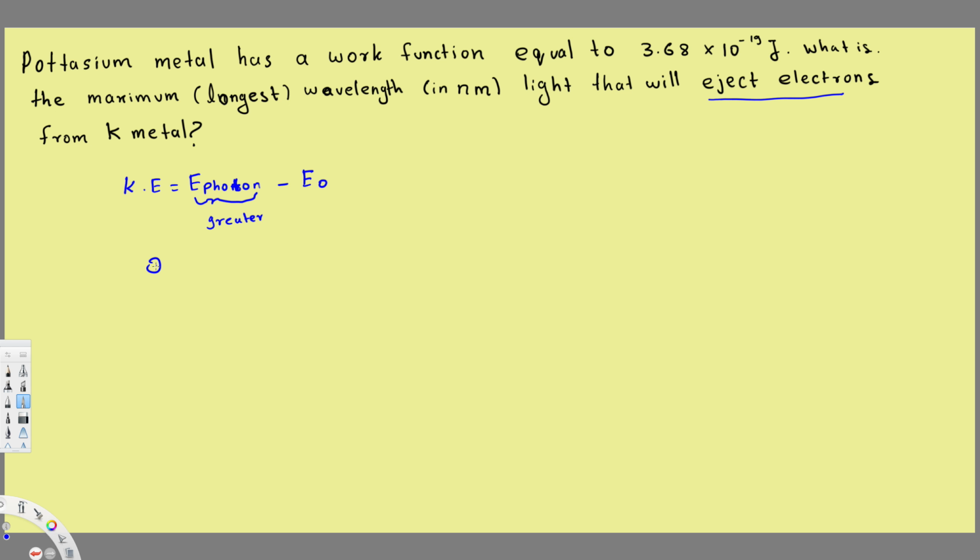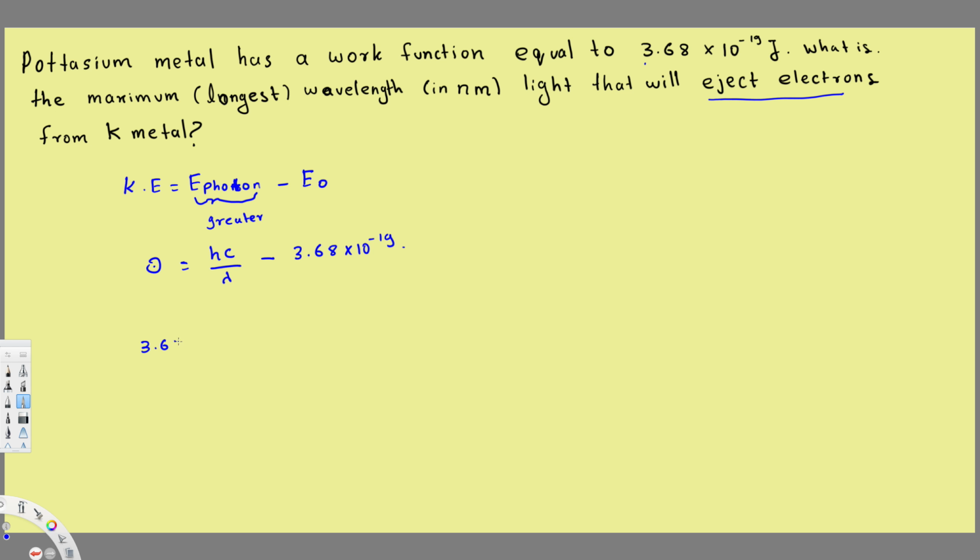So let's equate this to 0, and instead of E photon I can put hc over lambda, since we have the work function in joules right here. Lambda is the one we are going to find. We have the work function, so we can find the lambda. So hc over lambda minus E naught, that is going to be 3.68 times 10 to the power of minus 19.